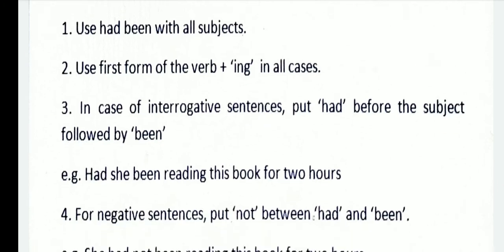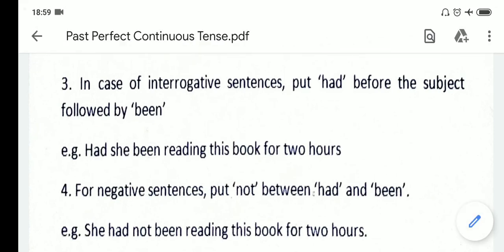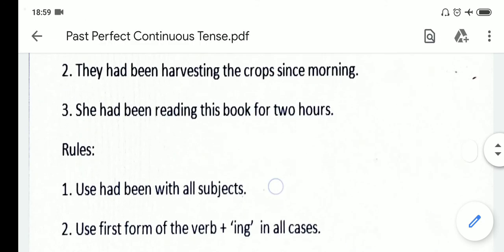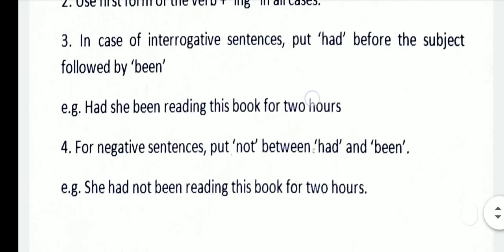It means we have to put had before the subject, and then been. For example, had she been, this is the same sentence we saw. This is the third sentence, she had been reading this book for several hours. When we convert it into interrogative sentence, it becomes had she been reading this book for 2 hours.